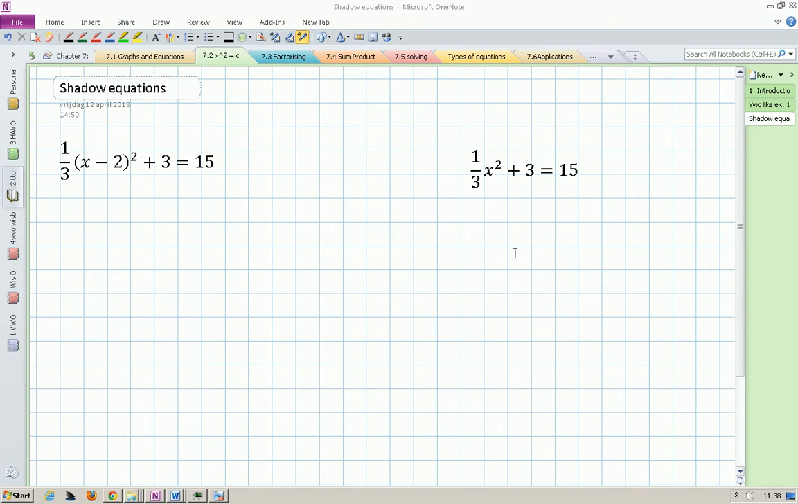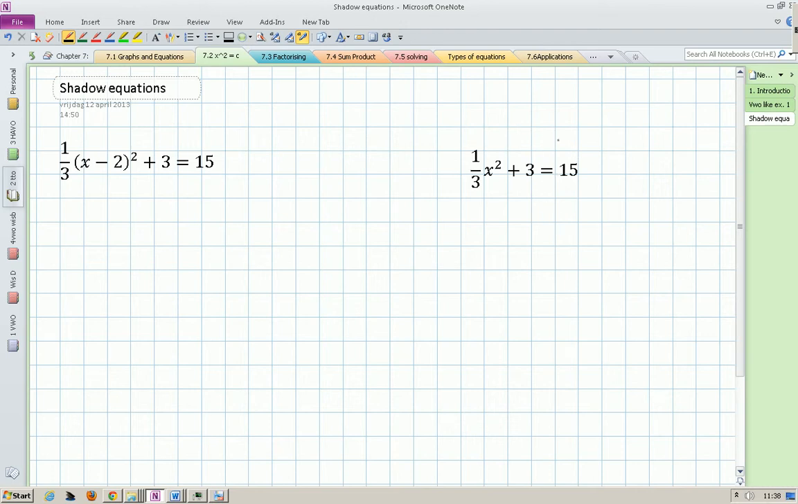Okay, in this video we're going to learn how to solve a variant of the type 1 equation, or the type x squared equals c equations. On the right you see the type x squared equals c, or as I've referred to it in previous videos, type 1 equation. There's an x squared, but there is no x term.